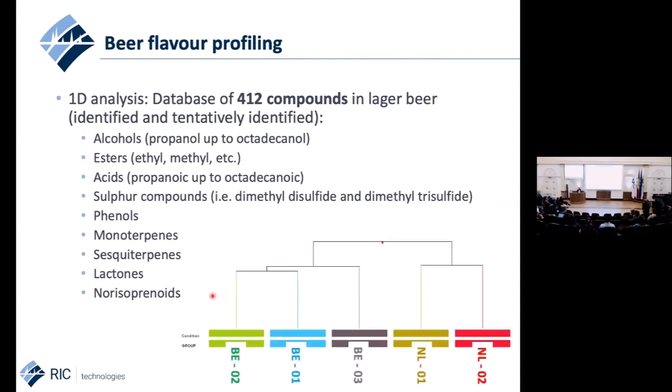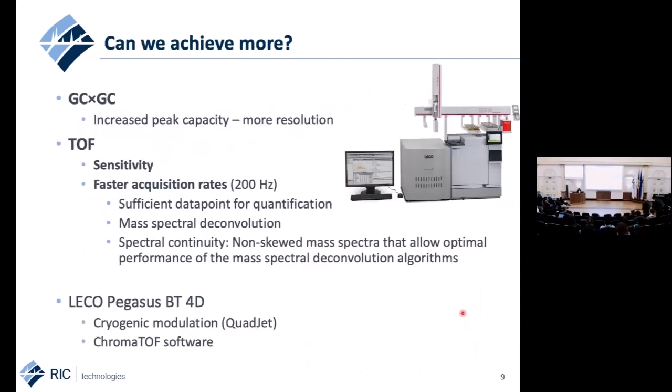And additionally, back then we could nicely differentiate samples, so Dutch beer from Belgian beer, and even within Belgian beer, we were able to differentiate different producers, in fact. And in the Dutch beer, we were able to differentiate between the production sites, which were in country 1 and country 2. But can we actually achieve more than that?